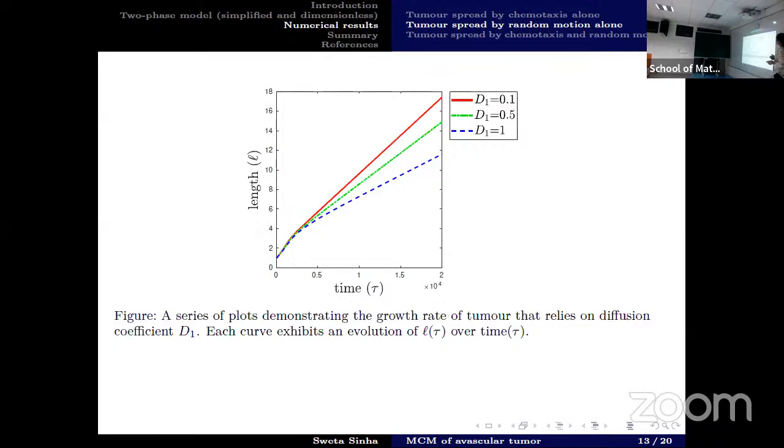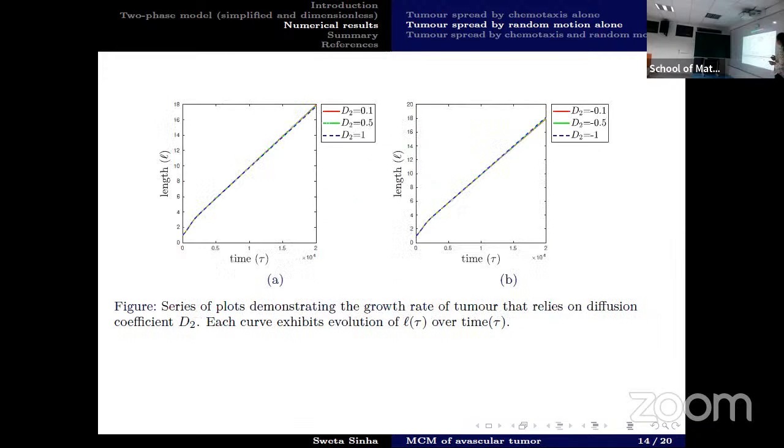Now we come to when we vary D1; as we increase it, the growth rate is decreasing. Now we come to this figure. When we vary D2, there is not much effect on the growth rate, but we see that it is moving linearly.